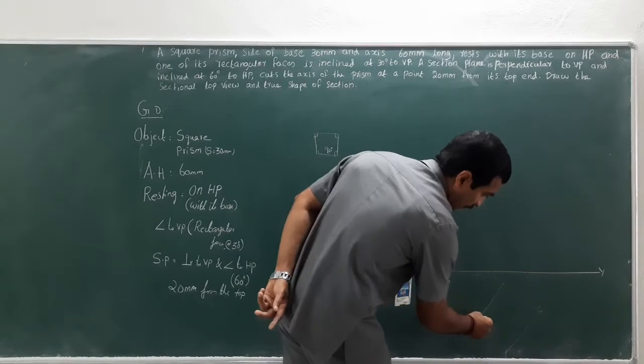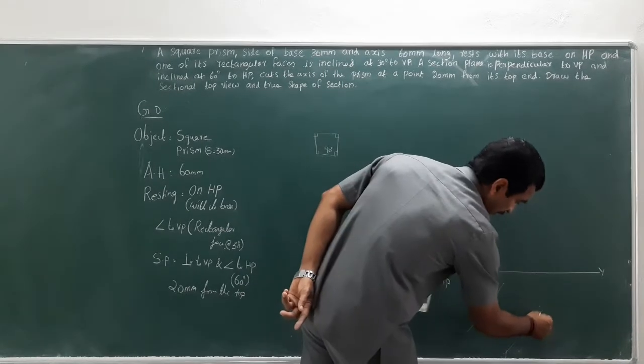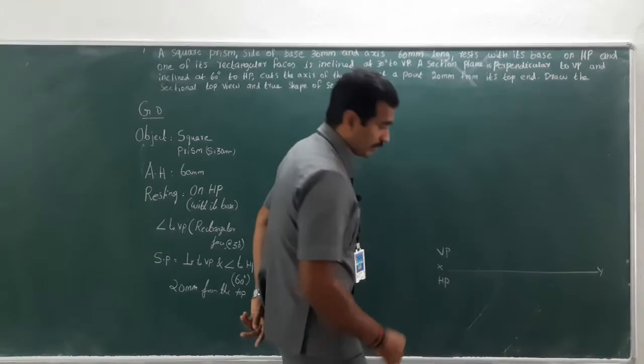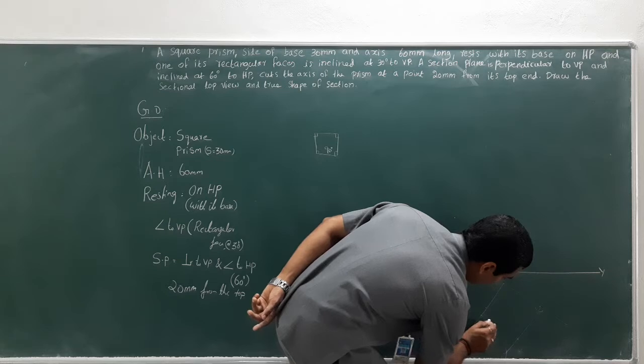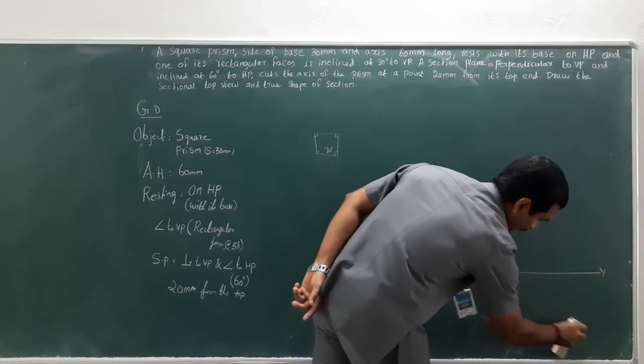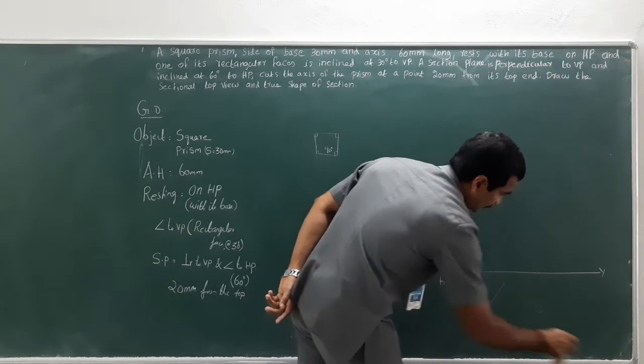Now, take 30 mm and cut an arc here, and from here take 30 mm and cut an arc. Now connect this. Something like this. So now erase all the unwanted lines.